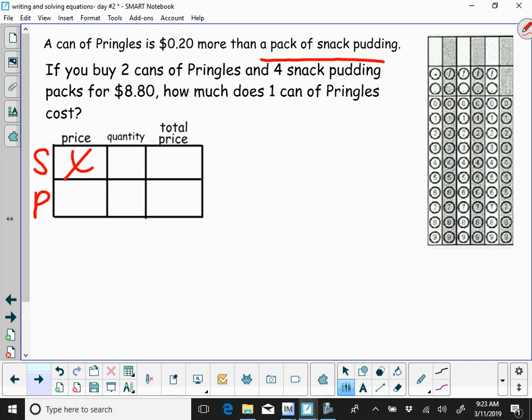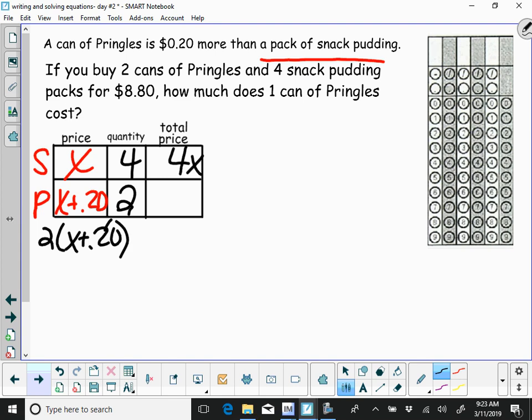Now, how do I write 20 cents more? X plus 0.20. Now, how many snack puddings am I buying? 4. How many cans of Pringles? 2. So we're going to multiply that. What is 4 times X? 4X. That starts there. Now, right here, you're going to multiply 2 times X plus 0.20. What does that give me? 2X plus 0.40, right? 40 cents.